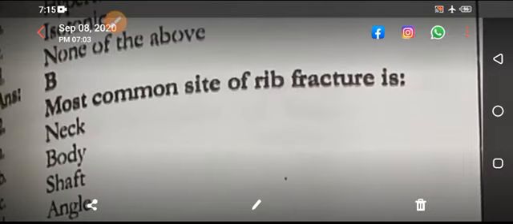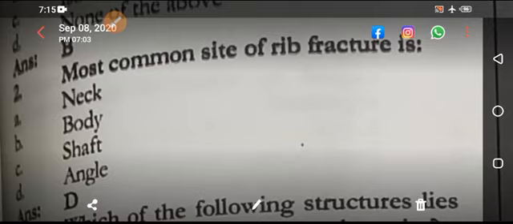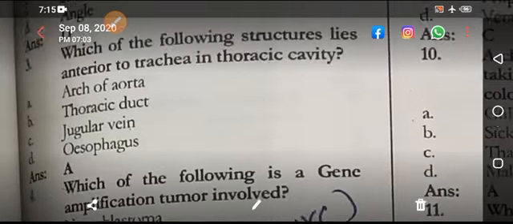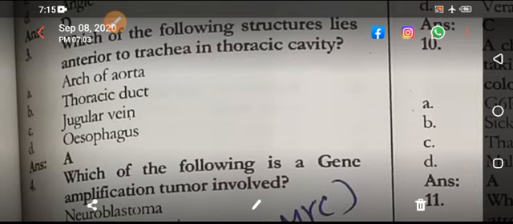Most common site of fracture is the angle. Which of the following structures lies anterior to the trachea in the thoracic cavity? There is the arch of aorta that lies anterior to the trachea in the thoracic cavity. So you are having the arch of aorta. Let's move ahead.